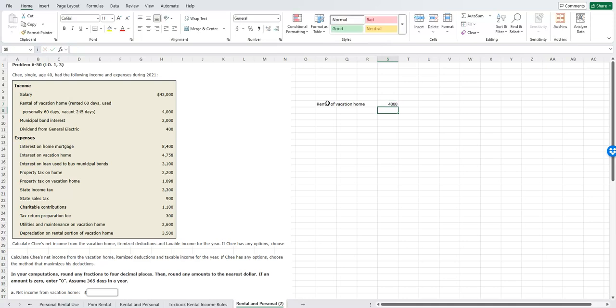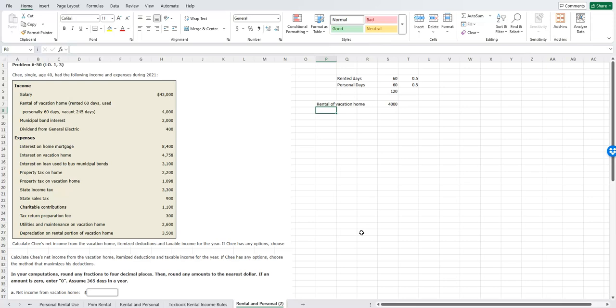And then it says that he rented it 60 days and used it personally 60 days. So we're just going to make a note: rented days, personal days, and that is 60 and 60, which is a total of 120. We already know that's half and half, 50%, but we want to just make a habit of doing it like this. So we can say 60 divided by the total, which is 50%, and 60 divided by the total, which is 50%.